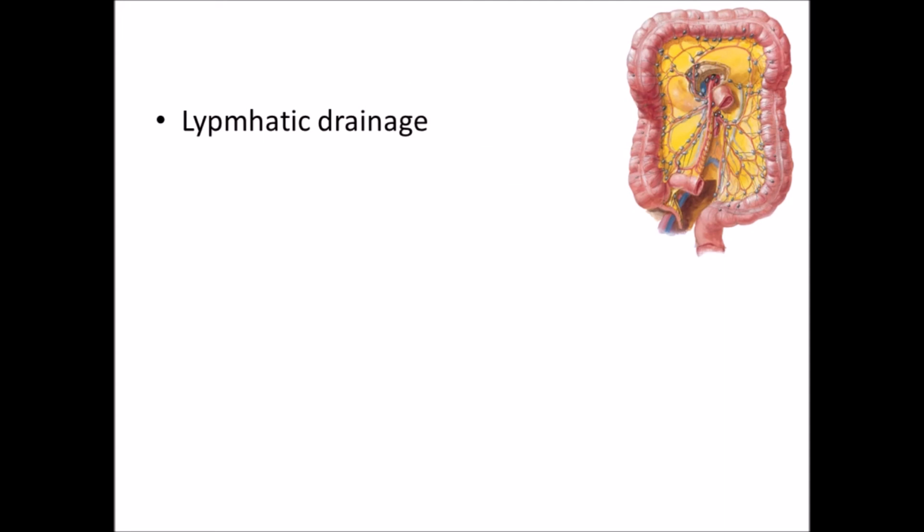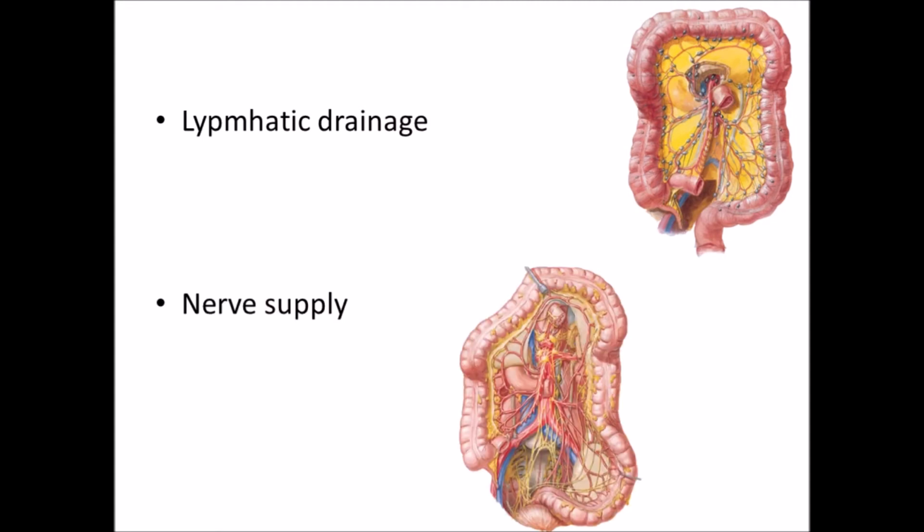Lymphatics from the cecum drain into ileocolic group of lymph nodes. The efferents from ileocolic group of lymph nodes, they drain into superior mesenteric group of pre-aortic lymph nodes. The cecum is supplied by autonomic nervous system. The sympathetic fibers are derived from superior mesenteric plexus, which receives the preganglionic fibers from T10 to L1 spinal segments. The parasympathetic fibers are derived from both the vagus nerves.